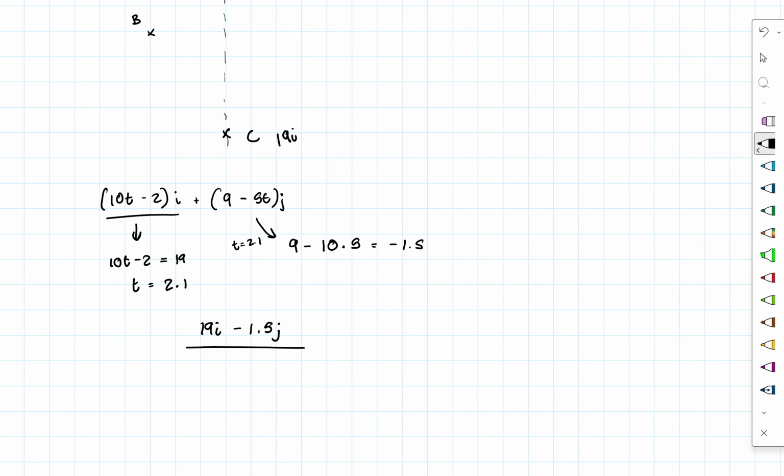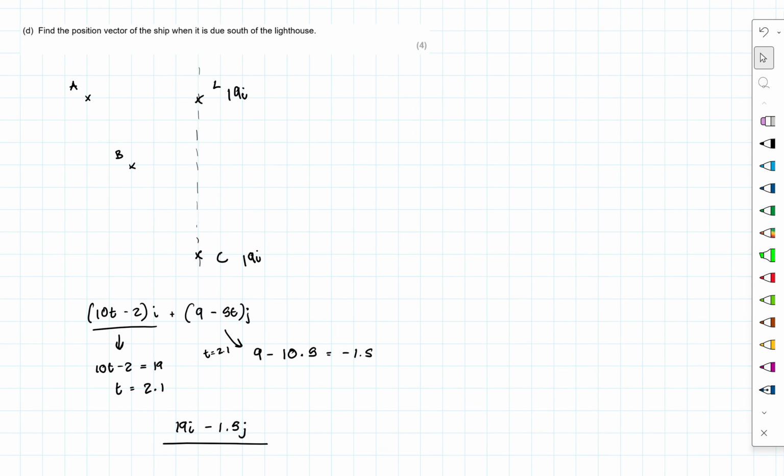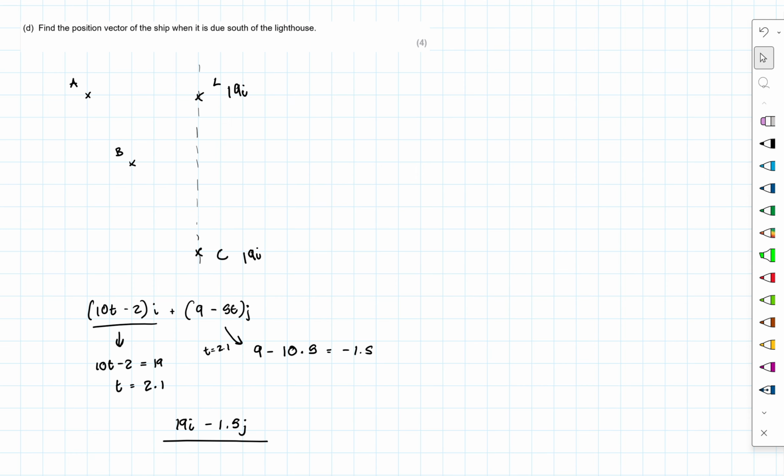Done. So this question is a good example of how you're using the cardinal directions. There's just a couple of key things to remember.